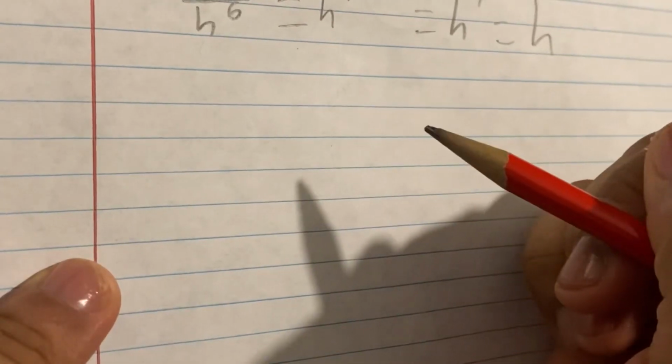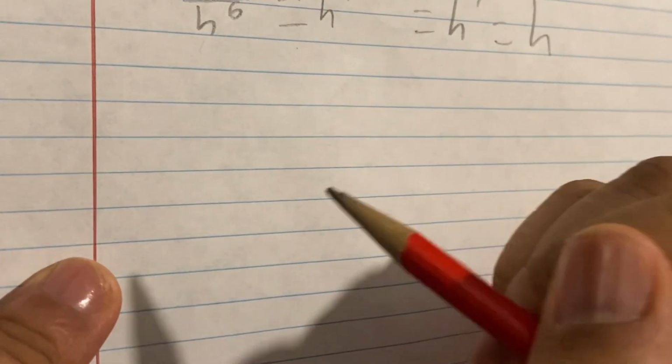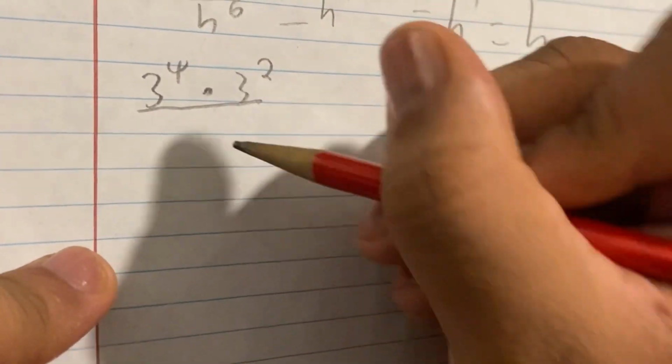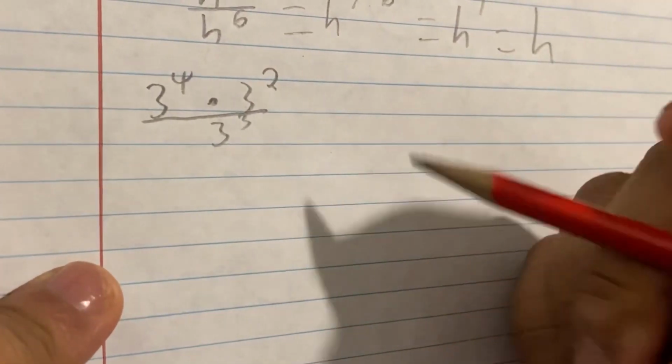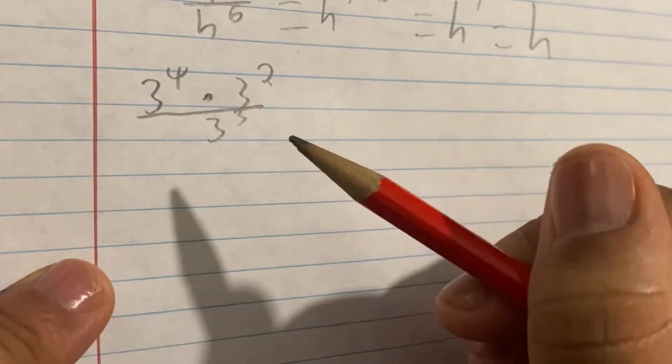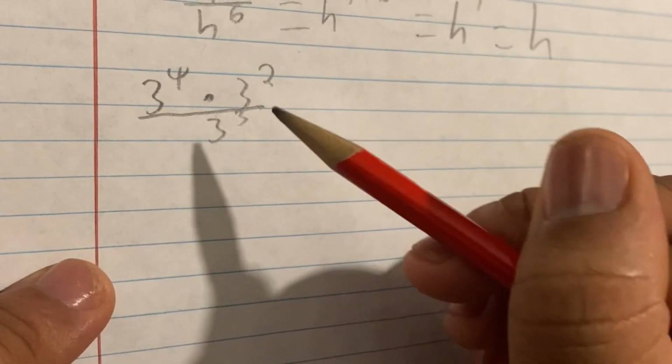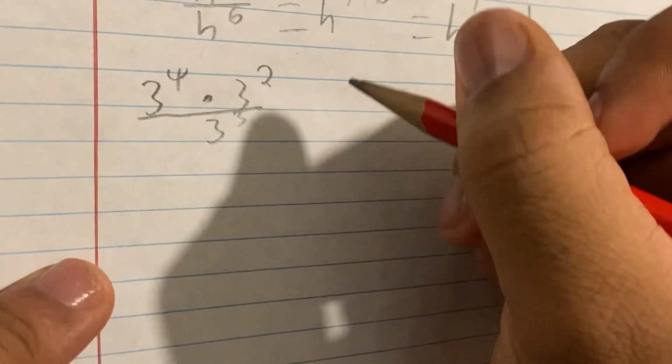For our next example, it's going to be just a little bit harder. This equation is going to be 3 to the 4th power times 3 to the 2nd power, over 3 to the 3rd power. These types of equations are very interesting because they merge what we learned in the last lesson and what we just learned in our last example.